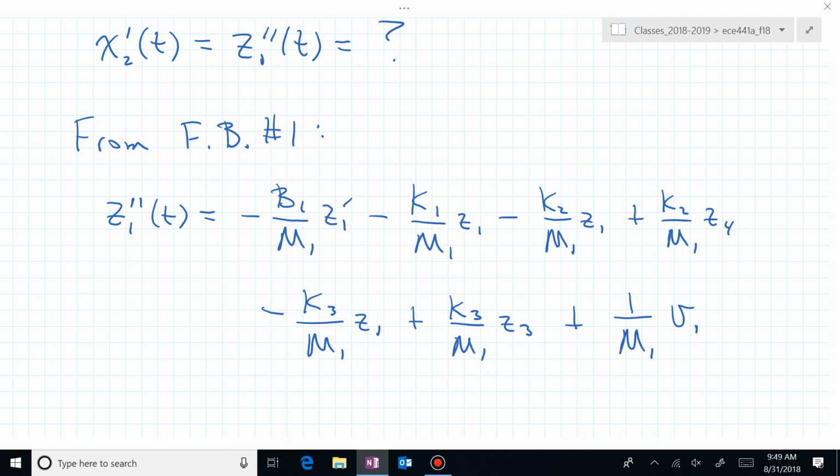Did we all write down the same Z1 double prime equation from free body diagram number 1? And then what happens? Now you simply replace all of those Z's with the appropriate X's. And V1, that's the first externally applied input force. Where does that go in the B matrix? This coefficient 1 over M1, where does that actually live in Ax plus Bu?